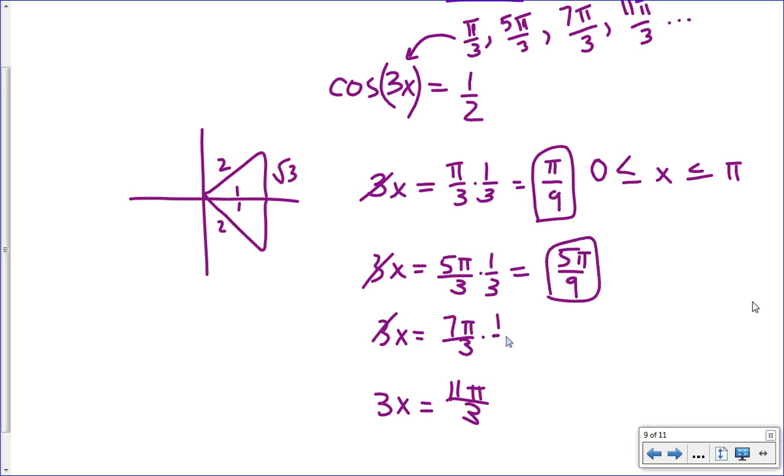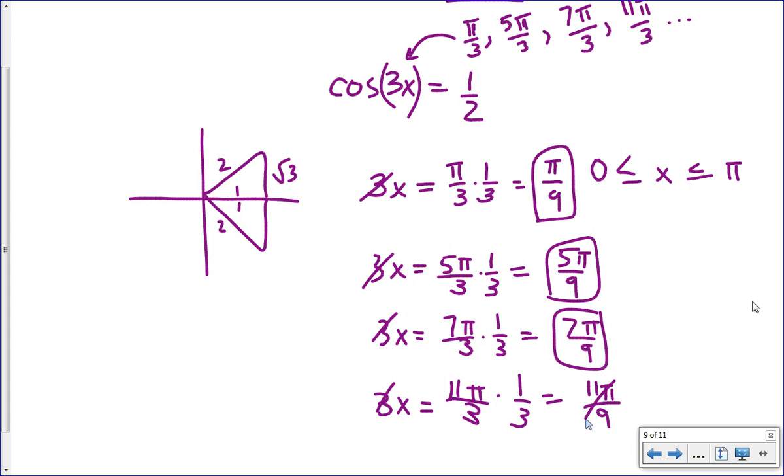This one, when I multiply it by 1/3, is 7 pi over 9. That's one of the solutions on the interval. Put a box around that. This one, when I multiply it, is 11 pi over 9. Oh, that's bigger than the interval that we're asked for x, and so I don't need to worry about it, nor would I need to worry about any of the other solutions that come after that. So the first 3 here are going to be the solutions for x on the given interval.